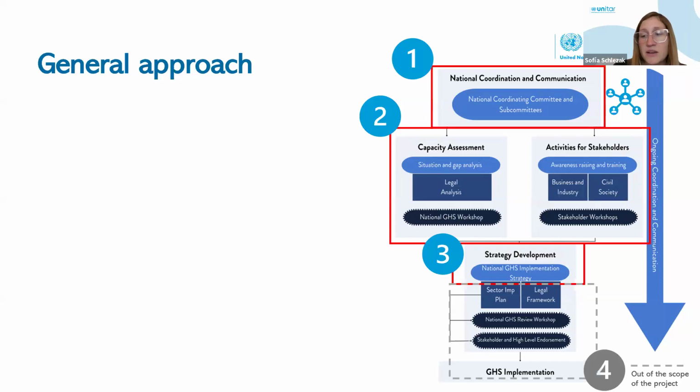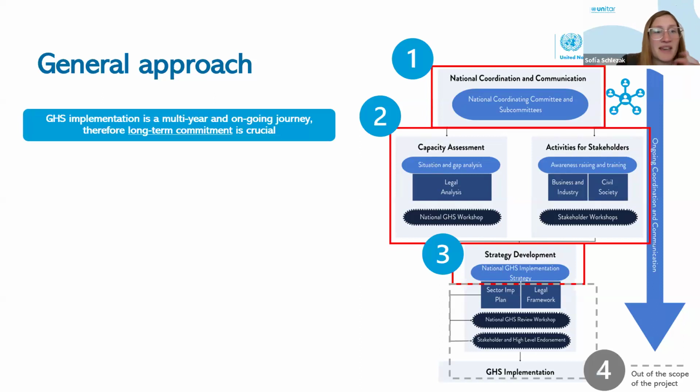The reason this is in red color is because this was out of the scope of the projects that I'm presenting today, but these 4 big steps would be the key stages for the process. Key messages here. As with any effort for implementing a chemicals legal framework, GHS implementation is a multi-year and ongoing journey. So it is important that from the beginning, there is a long-term commitment. That's why we give a lot of importance to this national coordination and communication body.